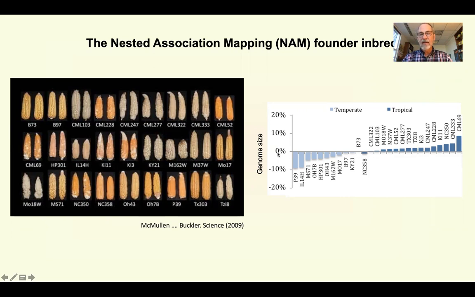You can see that the diversity also includes variation in genome size, from somewhat smaller than the B73 reference to somewhat larger than the B73 reference. These differences in size tend to be because of differences in highly repeated regions.